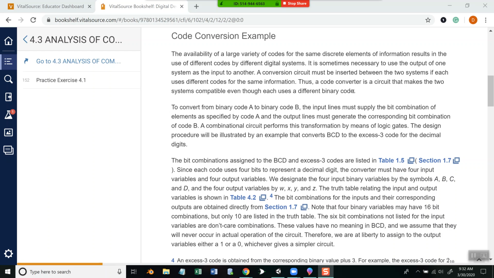Thus, a code converter is a circuit that makes the two systems compatible even though each uses a different binary code. To convert from binary code A to binary code B, the input lines must apply the bit combination of elements as they are specified by code A, and the output lines must generate the corresponding bit combination of code B.